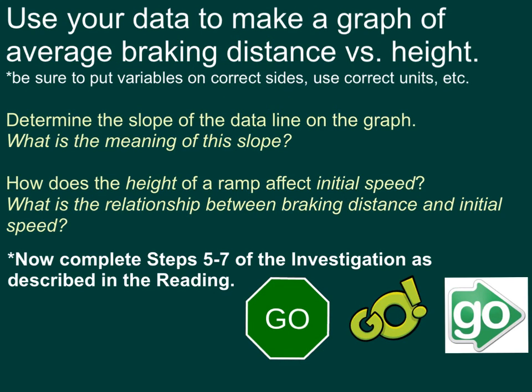Now you're ready to analyze your data. You're going to use the data from your data table to make a graph of the average braking distance versus height. Make sure you're making your graph correctly. You will then find the slope of the line and figure out our answer to the initial question, which was what is the relationship between braking distance and initial speed. Make sure you complete steps 5 through 7 of the investigation as described in the reading.